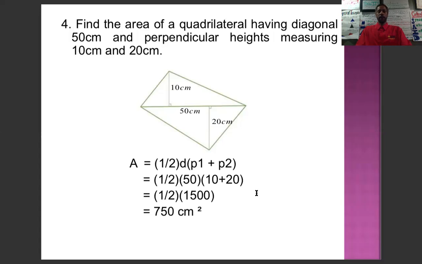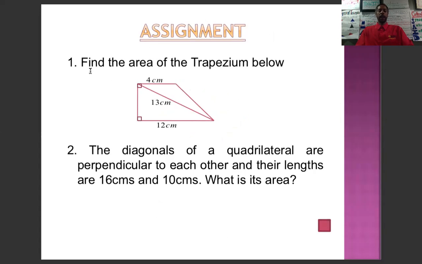Here's some for you to try. Find the area of the trapezium below. B1 is 4 centimeters, B2 is 12 centimeters, and we have a diagonal. The diagonals of a quadrilateral are perpendicular to each other, and their lengths are 16 centimeters and 10 centimeters. What is its area? Remember, perpendicular means they will intersect. So one side will be 16 and one will be 10.